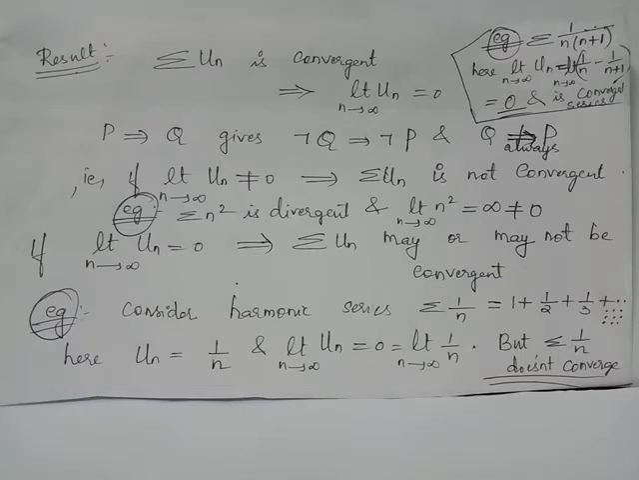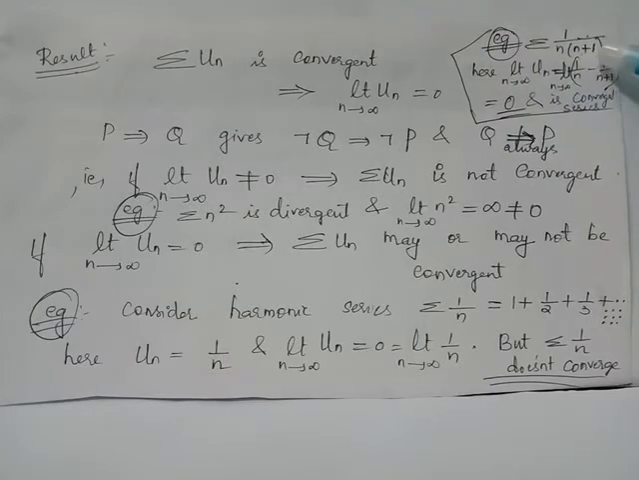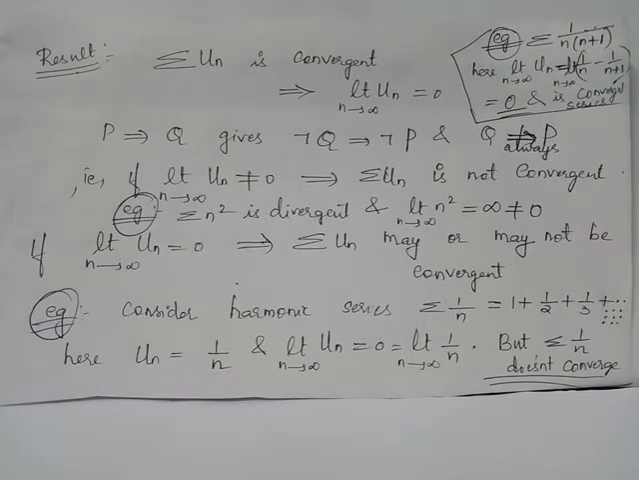For example, we have verified that the infinite series 1 by 1 into 2 plus 1 by 2 into 3 plus 1 by 3 into 4 plus etc. plus 1 by n into n plus 1 plus etc., which can also be represented using the notation summation 1 by n into n plus 1, where the nth general term of the infinite series un equals 1 by n into n plus 1. Here when you apply limit n tends to infinity un, you have limit n tends to infinity applied on the expression 1 by n into n plus 1, which can also be written as 1 by n into n plus 1 equals 1 by n minus 1 by n plus 1.